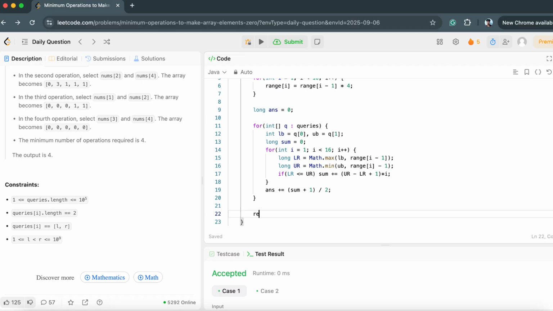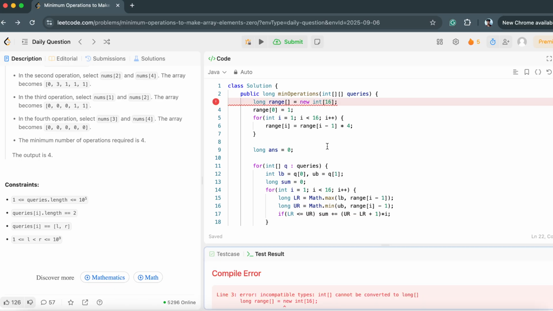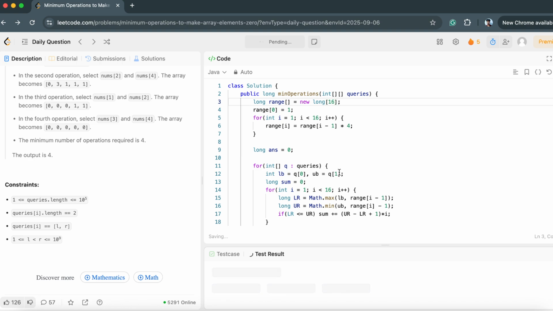Now ultimately we have to return the answer, and now let's try to see if it is working fine or not. Okay, there is a problem here, it should be long. And let's see if it is working fine or not. Again, it is getting accepted. Let me try to submit the code.